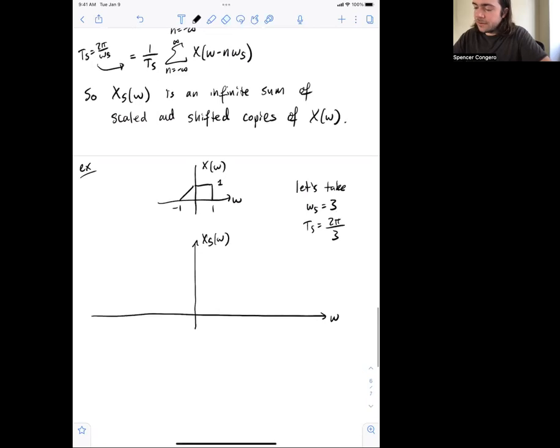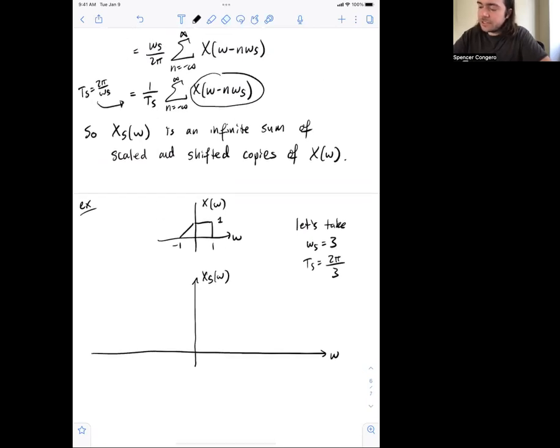What would happen? Well, let's look. I'm going to get a bunch of shifted copies of x of omega, shifted by integer multiples of omega sub s. So let me draw those in first. So this is going to be omega sub s, which is 3. This is 2 times omega sub s, right? I'm just writing out all these integer multiples. -3, -6.